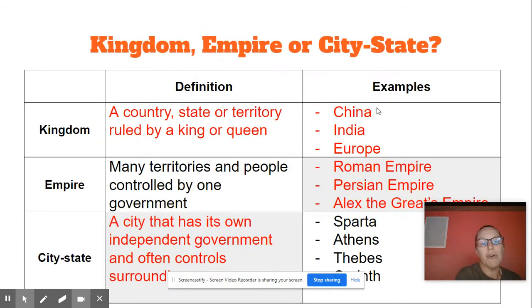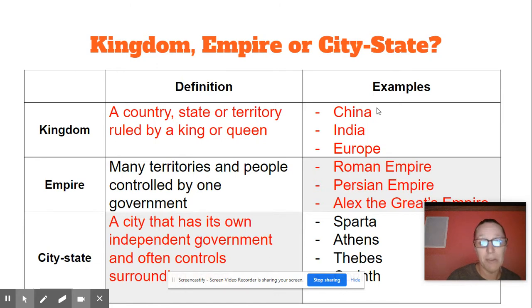All right, so first we're going to talk about a kingdom. A kingdom is a country, state, or territory ruled by a king or a queen. So I always kind of think of this as like the king and queen in Cinderella or Sleeping Beauty. They are the king or queen of a kingdom. And this can be something as small as a city, as big as a state, or even as big as a country. Examples of a kingdom would be China, India, any of those early kingdoms in Europe. But a kingdom is typically ruled by a king or a queen.